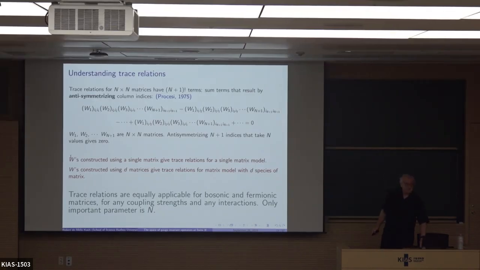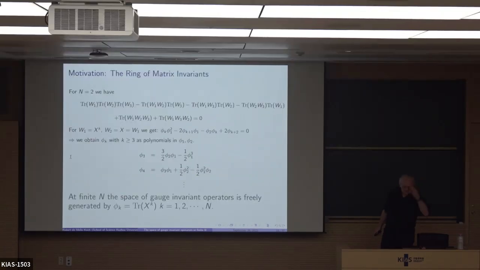Okay, so now let's come back to a single matrix and let's see why this truncates the number of invariants to be at most n. And I'm again going to go back to 2 by 2 matrices. So for two matrices, there's our sum of 6 terms that sum to 0. If I put W1 to be X^k and W2 and W3 just to be X, this is the equation that I get relating my invariants. If I plug k equal to 1 into this equation, I learn what phi_3 is in terms of phi_1 and phi_2. If I plug k equal to 2 in this equation, that's the result I get.